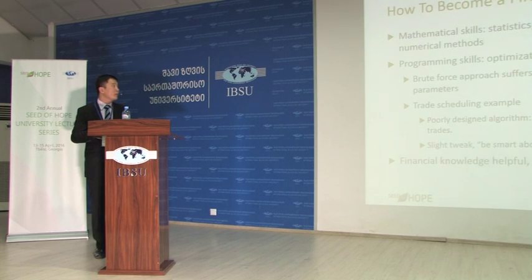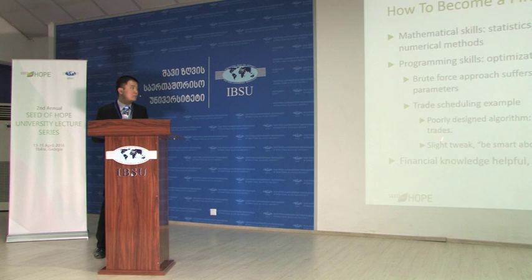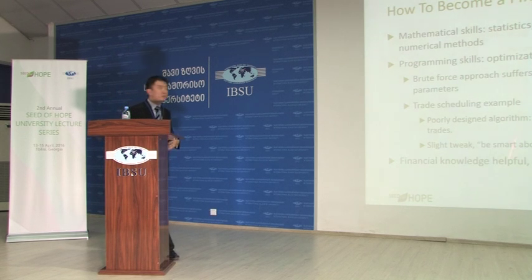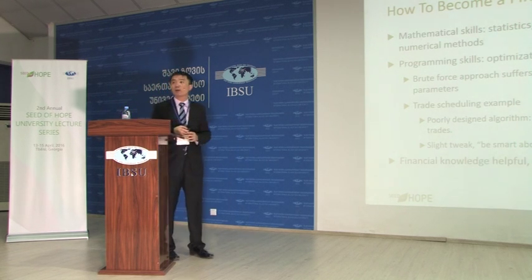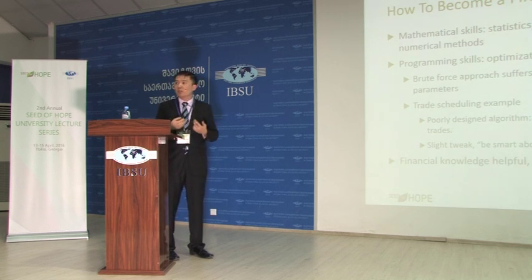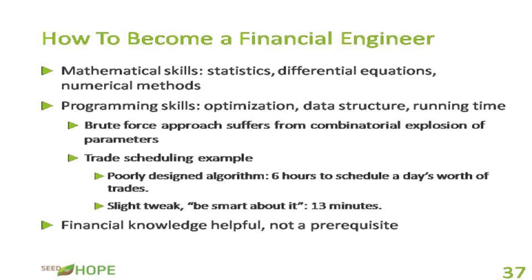The brute force approach suffers from the sheer number of parameters you have to run. As I mentioned before, in the trade scheduling, I can cut down the running time from 6 hours to 13 minutes if I code my program the right way. Right? And this is not sacrificing correctness. If I'm willing to sacrifice correctness a little bit, maybe I can push this down further. But this requires understanding how the simulation is being run and how I model my data structure in order to run the simulation. Right?